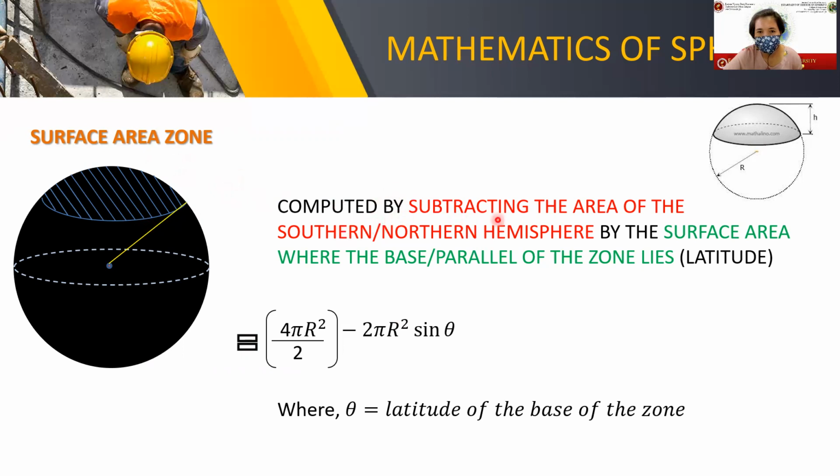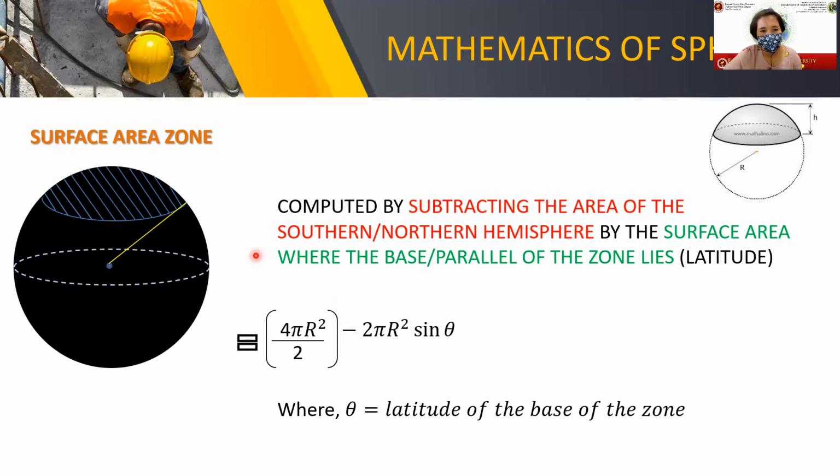Let's take a look. It is computed by subtracting the area of the northern hemisphere by the surface area where the parallel or the base of the zone lies. We are referring to the latitude. So this is the situation. Here is our zone. This is the angle or the area up to where the base of the zone is. The base of the zone is now the parallel. Since it is a parallel, it has a corresponding latitude.